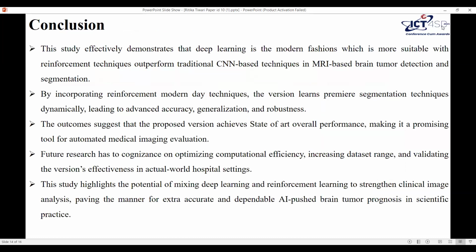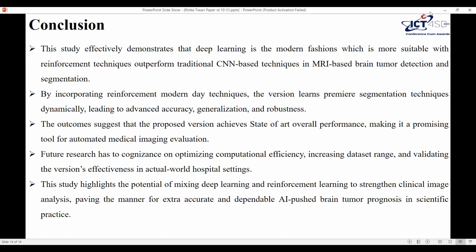So this is the conclusion. Basically, this study effectively demonstrates that modern deep learning and reinforcement techniques outperform traditional CNN-based techniques in MRI-based brain tumor segmentation. Incorporating reinforcement techniques, the model learns optimal segmentation dynamically, leading to improved accuracy, generalization, and robustness. The outcome suggests that the proposed model achieves state-of-the-art performance, making it a valuable tool for automated medical imaging evaluation.